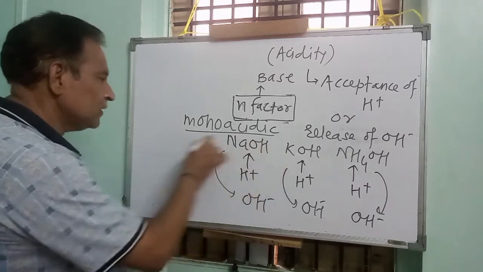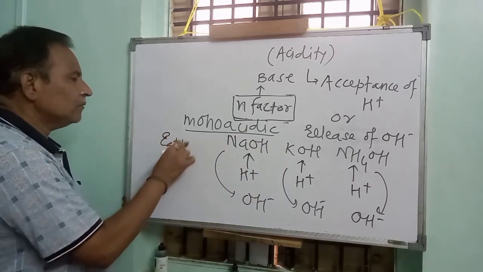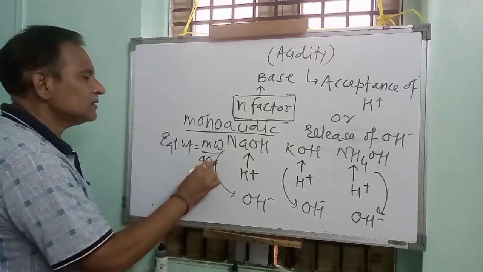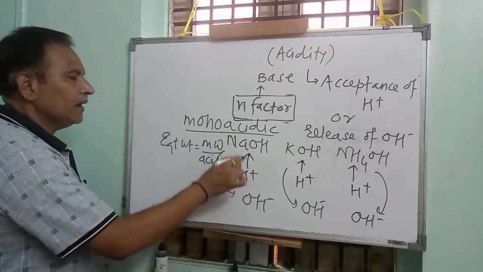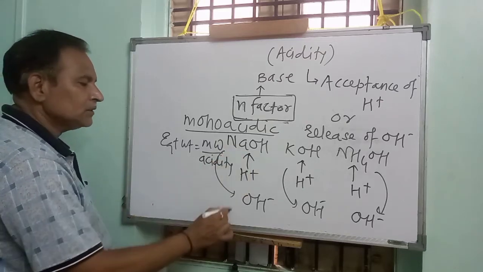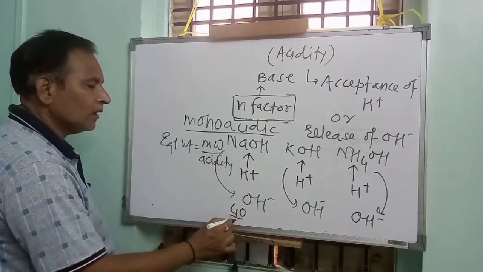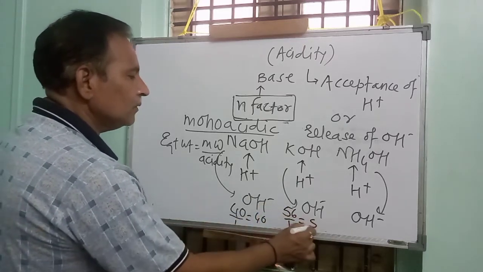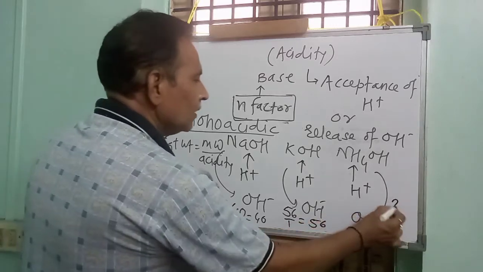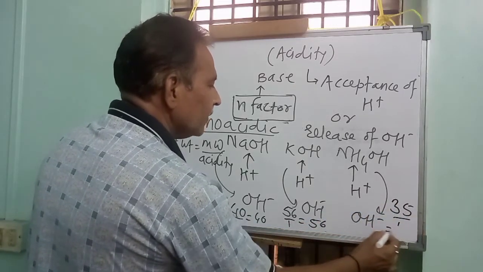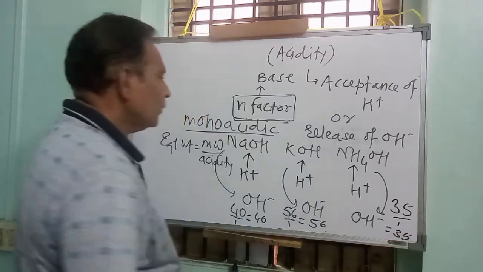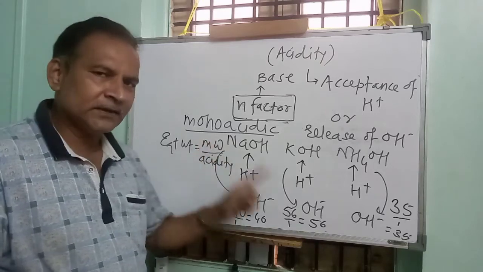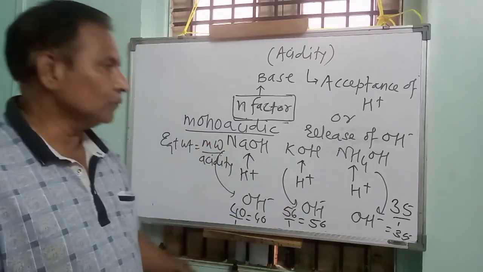In such monoacidic bases, equivalent weight is equal to molecular weight divided by acidity. The n factor is acidity, and here acidity is 1, and therefore the molecular weight of NaOH, 40, divided by 1 is equal to 40. For this the molecular weight is 56, divided by 1 equal to 56, and for this 35 divided by 1 equal to 35. So for all monoacidic bases, equivalent weight and molecular weight are the same. There is no difference between these two.